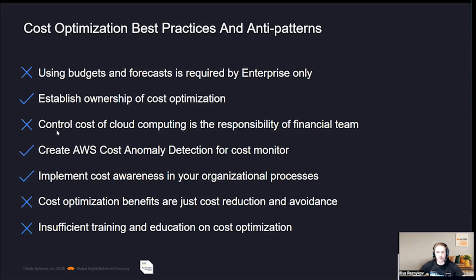Controlling cost is a responsibility of the financial team, no, because indeed it's a collaboration between financial and technology teams. Cost optimization benefits are just cost reduction and avoidance. And no, actually, cost optimization benefits are beyond just cost reduction, because it gives you more value than just the money we spend on particular resources. In our previous seminar about cost optimization, we discussed that, and at the end of the session I will show a link to that.